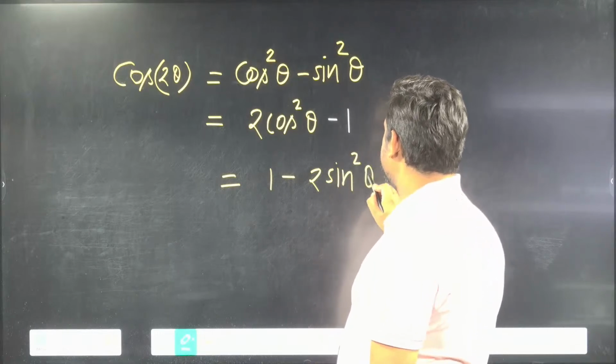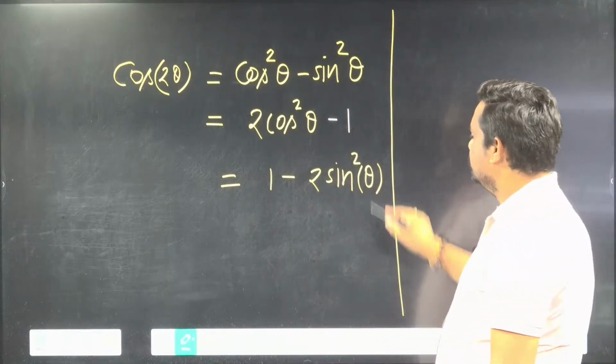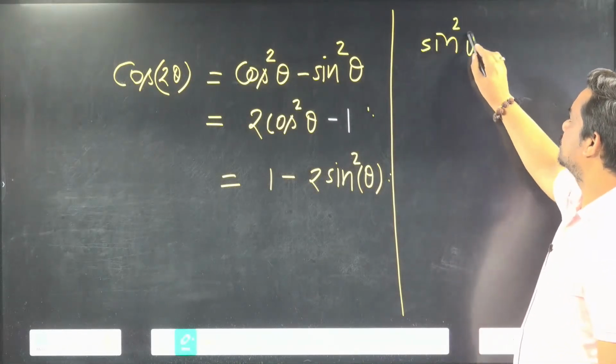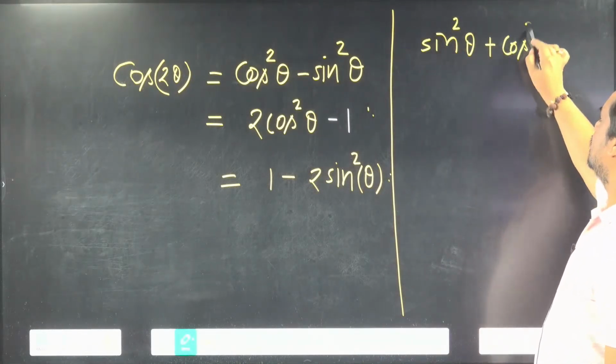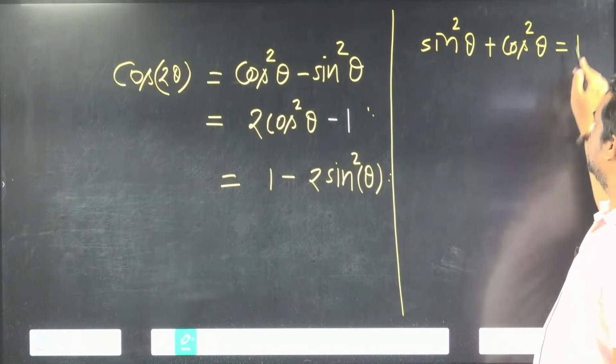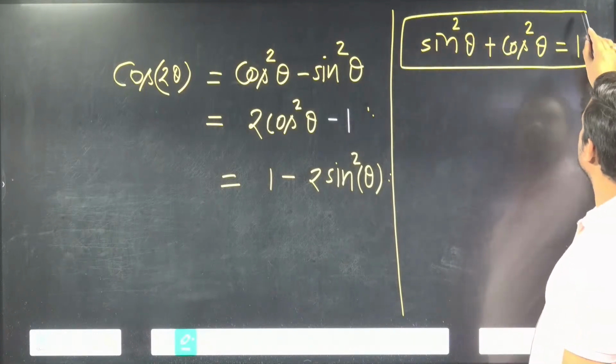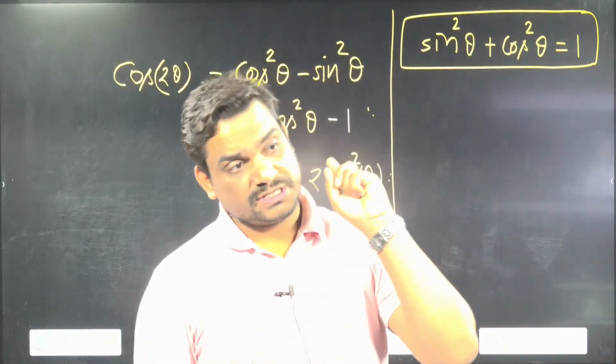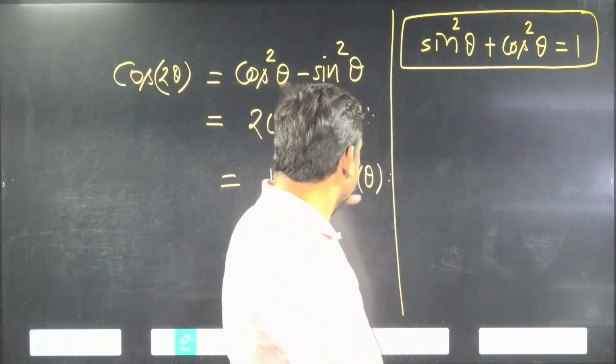So these three variations we have to keep in mind. These two variations we are actually getting from this relation, that sin square theta plus cos square theta is 1. Okay, this relation we are going to use multiple times. You have to remember this relation, and using this relation we are getting these two.